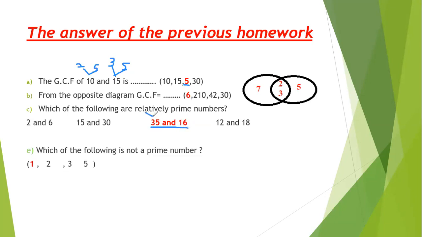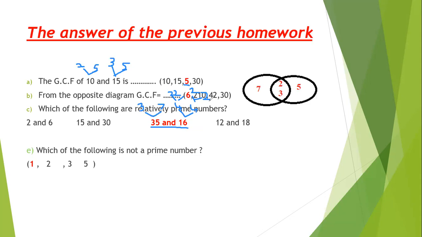If I use the factor tree, 35 I can get by 5 and 7. 16 I can get by, for example, 4 times 4, and 4 is 2 times 2, and the other 4 is also 2 times 2. Okay, so the prime factors of 35 are 5 and 7. The prime factors of 16 are 2, 2, 2, 2. So no common factors. So the GCF will be 1. These two numbers are called relatively prime numbers.